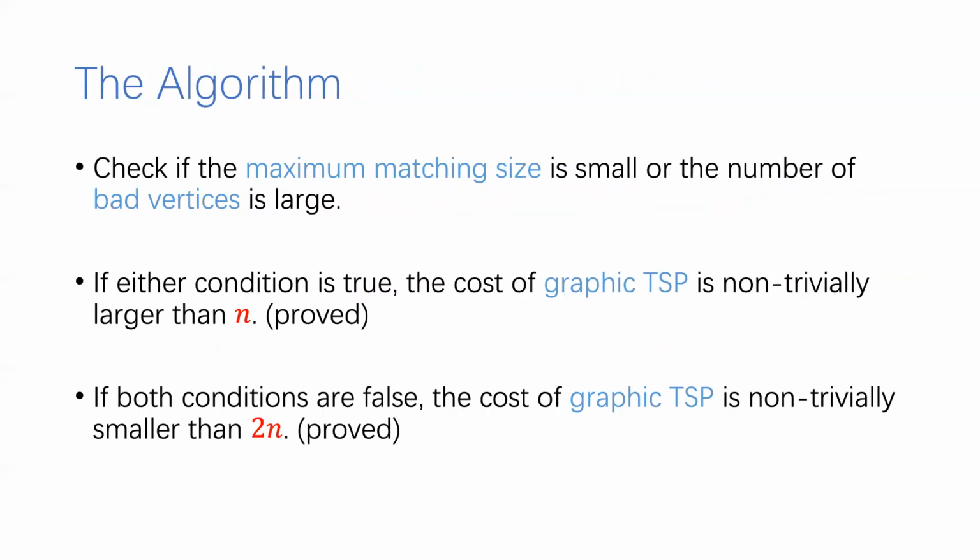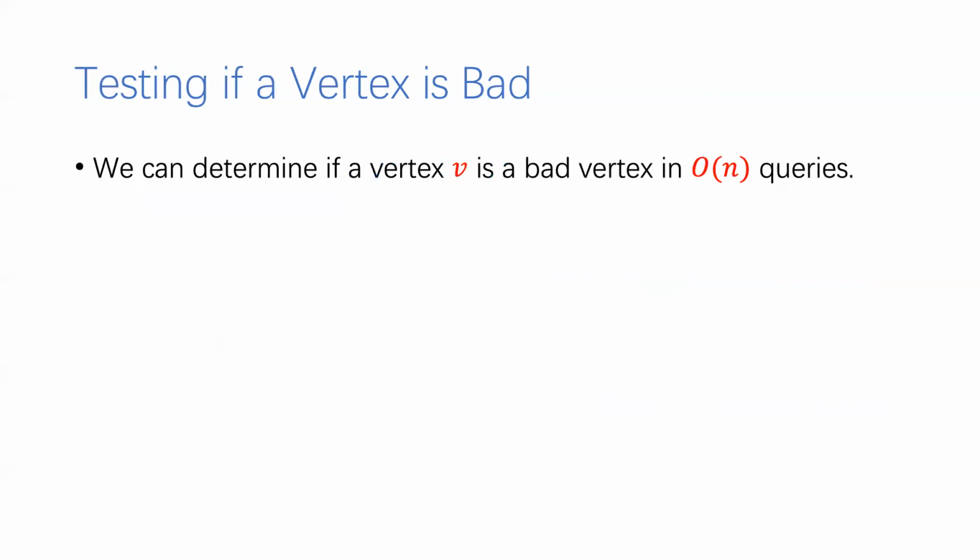The only missing part is how to implement the algorithm, which includes how we approximate the maximum matching size and how we approximate the number of bad vertices in the query model. We first look at bad vertices. We claim that we can determine if a vertex v is bad in order n queries. We first check the degree of v by querying the distance between v and all other vertices. If the degree of v is 1, then we can output that v is a bad vertex. If the degree of v is at least 3, we can output that v is not a bad vertex.